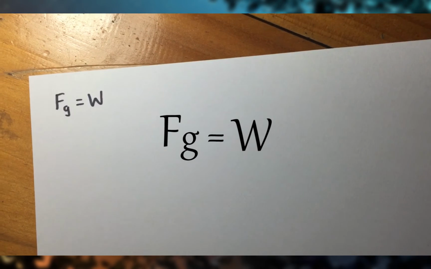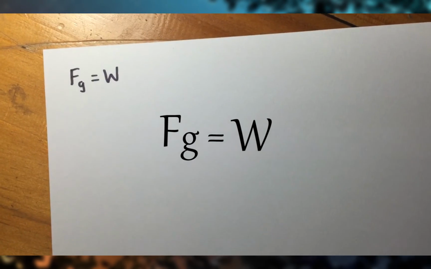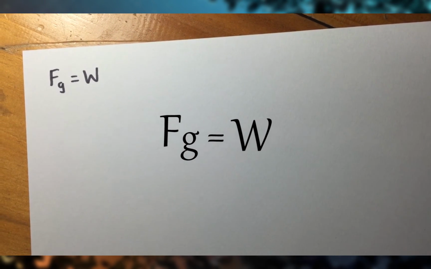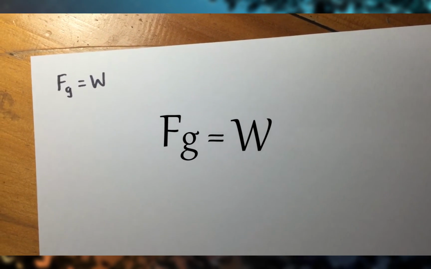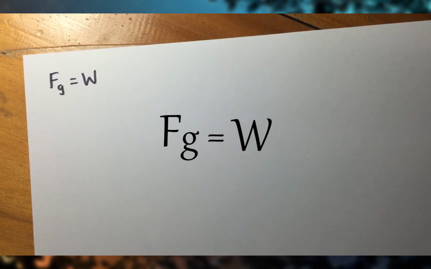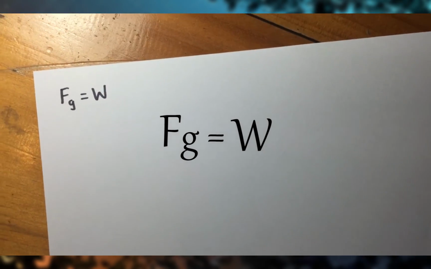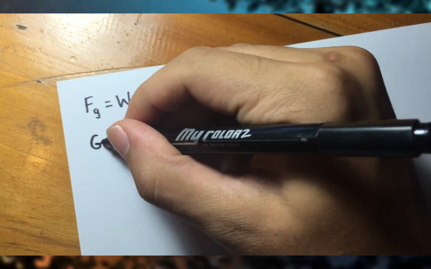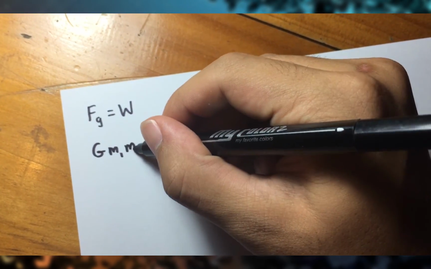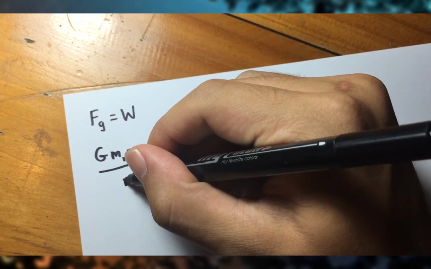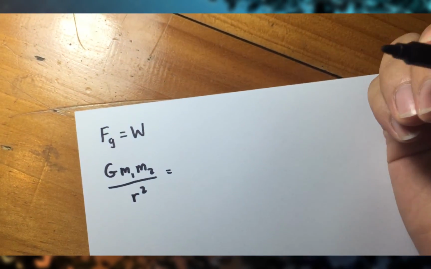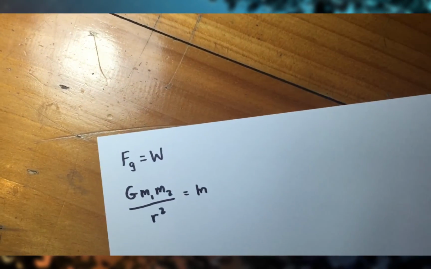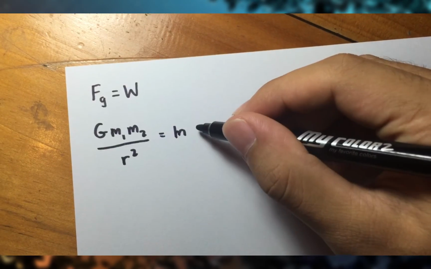Okay, so now let's talk about some Newtonian physics, and it explained that the gravitational force is also equal to the weight of a body. So what is the equation of gravitational force? Well, it is G m1 times m2 over r squared, and the weight is m, the mass of any object, times g.